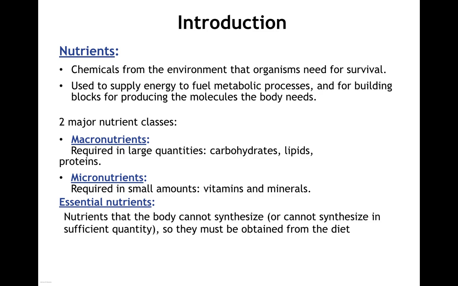And they come in two different classes. They are the macro and the micronutrients. Now, at first glance, that might look like the size of the nutrient. It's not the size of the nutrient, it's the amount of the nutrient that an individual needs. So a macronutrient is required in large quantities, things like carbohydrates, lipids, and proteins, while micronutrients are required only in small amounts, and those are things like vitamins and minerals.